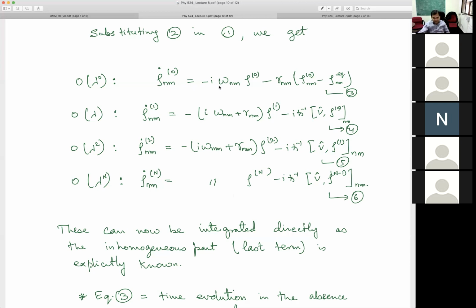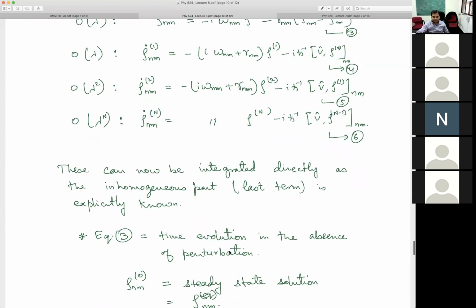And these equations now can be integrated directly, because the left hand side and the first term on the right hand side form a homogeneous equation. Homogeneous equations we already know how to solve, first order homogeneous equations. Okay. And the second term, which is a time dependent term, forms the inhomogeneous part, but which is exactly known, right? So I can integrate this. I can write down this in terms of the homogeneous solution, and I can exactly integrate the inhomogeneous part. Okay. And that's the solution basically.